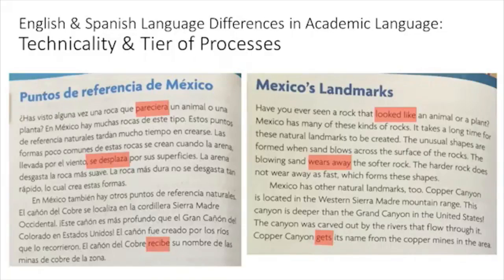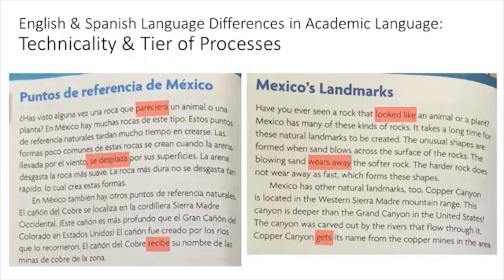But I want to hone in a little bit on the difference that we noticed in English and Spanish academic language, which was the technicality and tier of processes. In the first example, it says "looks like": "Have you ever seen a rock that looks like an animal or plant?" The translation here is pareciera. And pareciera, if we think about the cognate in English, is appear. Or, for example, in English, it could have been resembles, right? For it to be a higher tier vocabulary term.